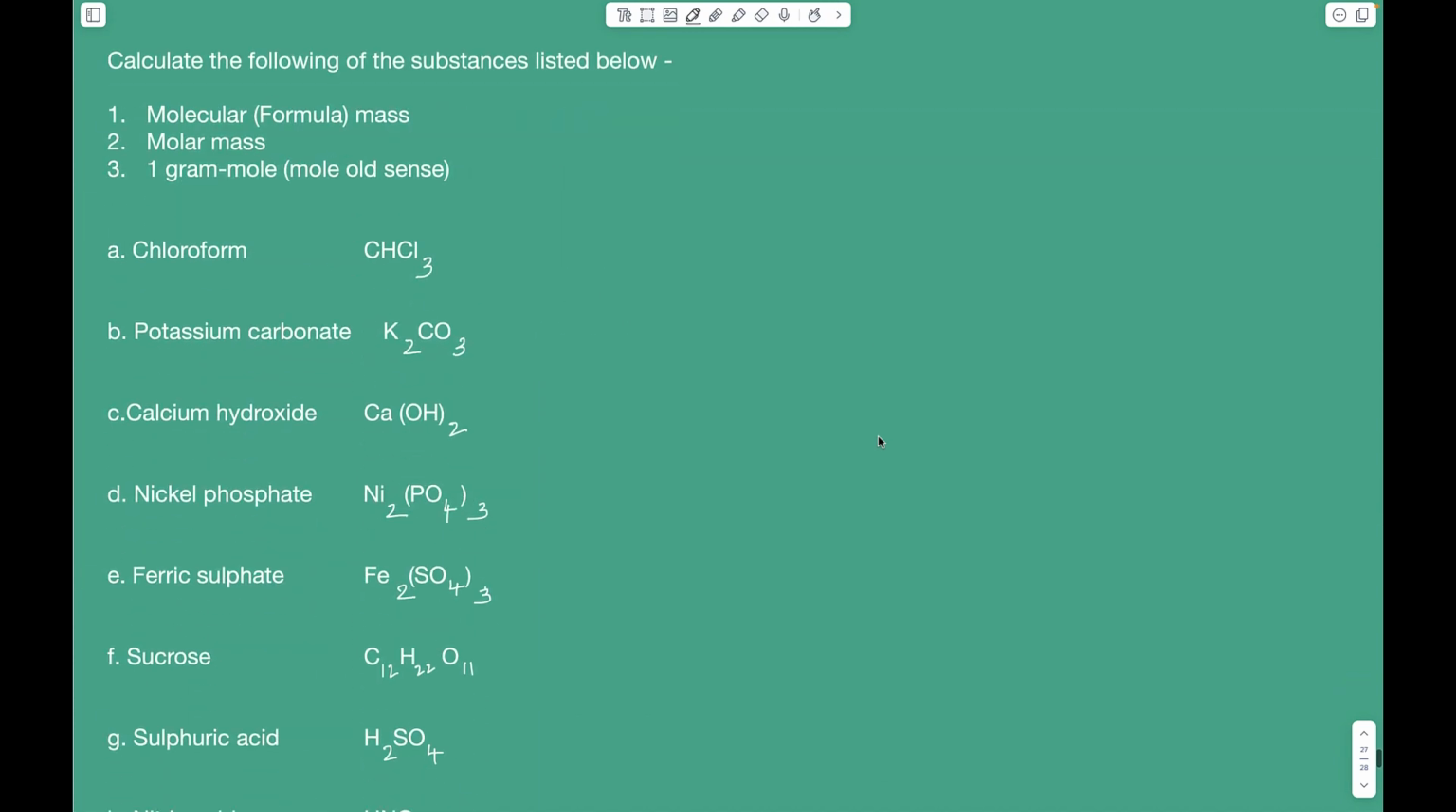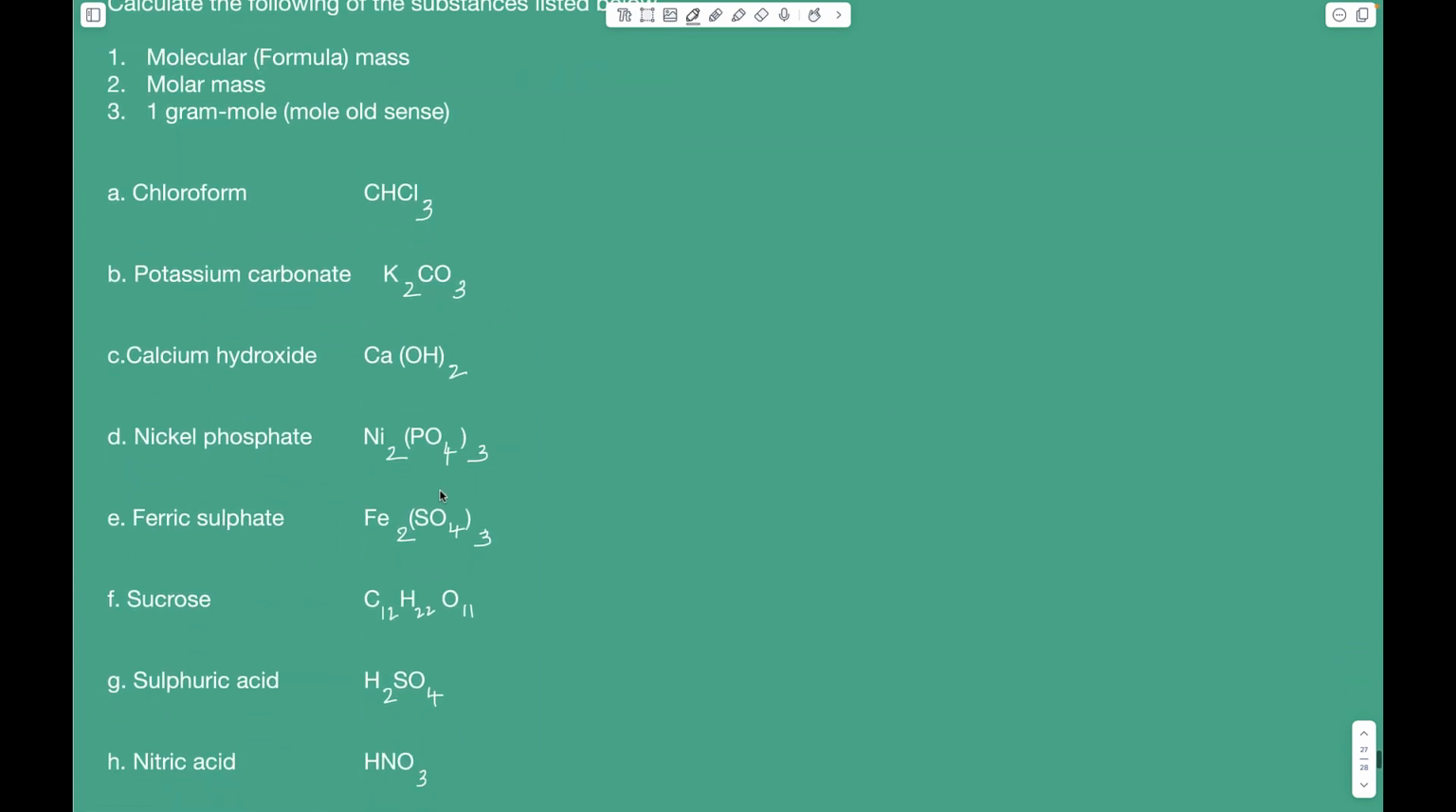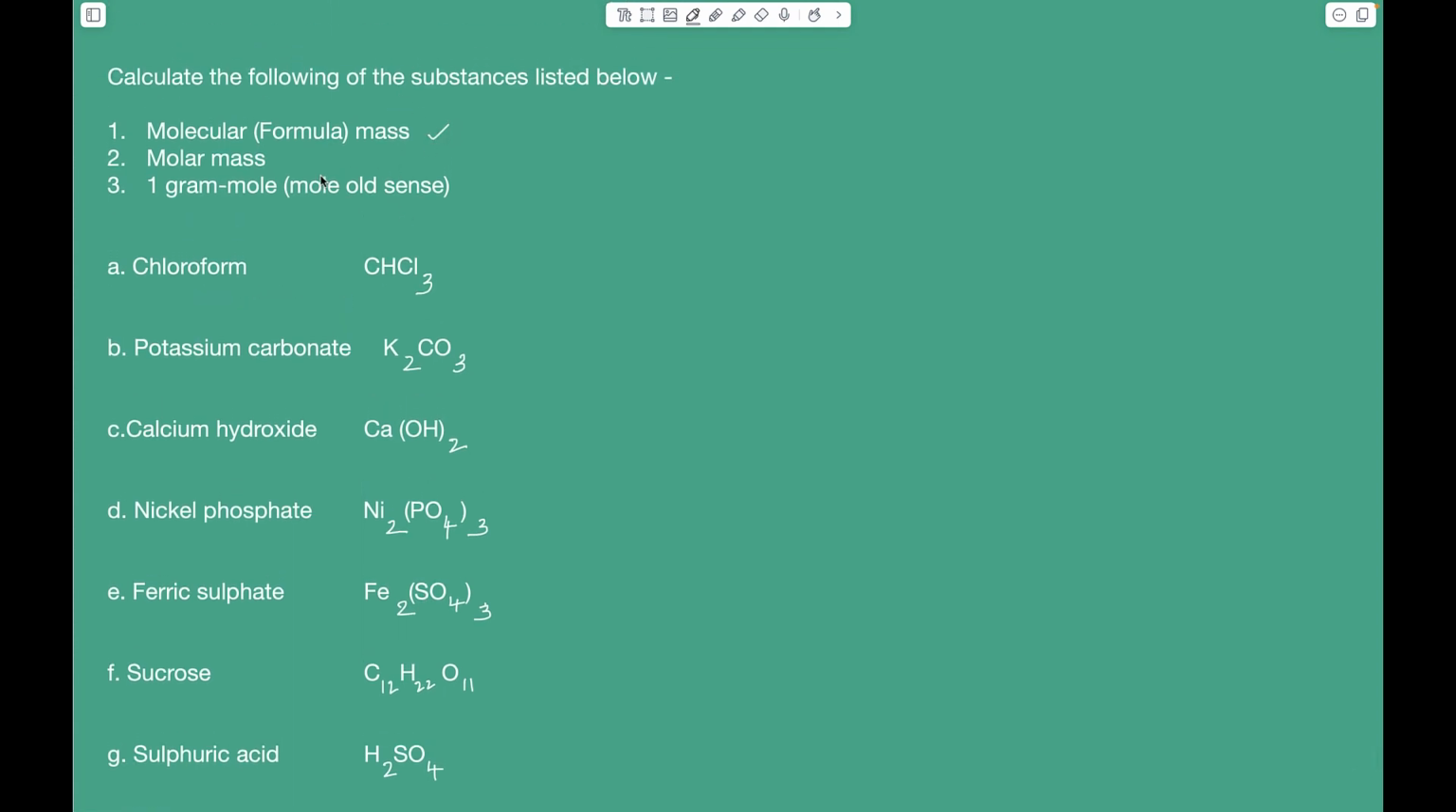And in the next question, we are given the formulae of many substances and we are asked to find out these in each instance. Again, I will work them out for a couple of substances listed here and leave the rest as an exercise for you.